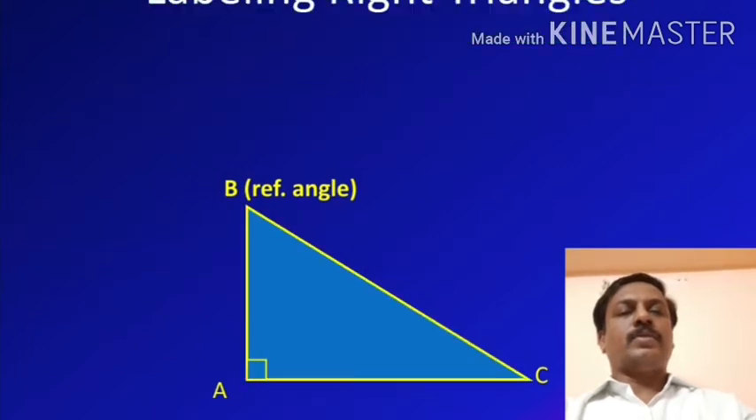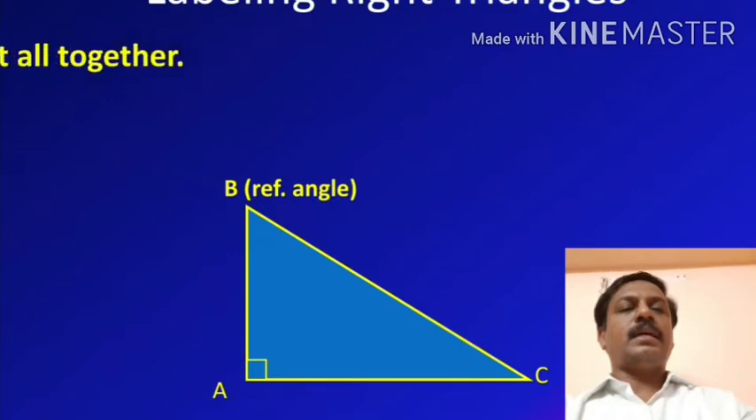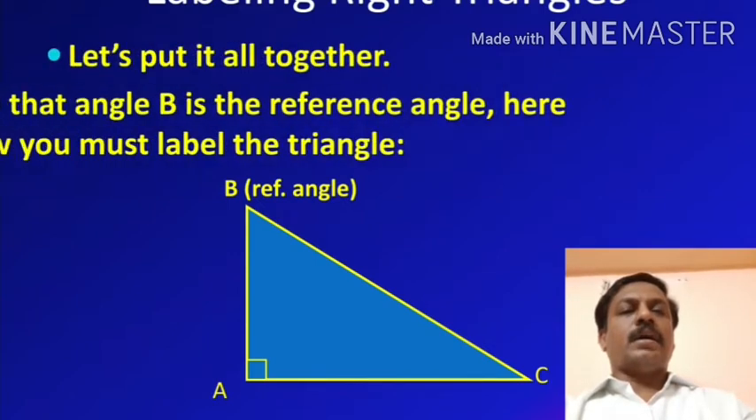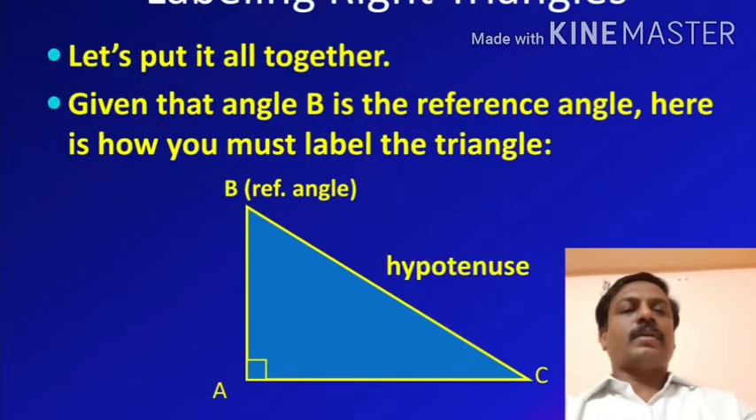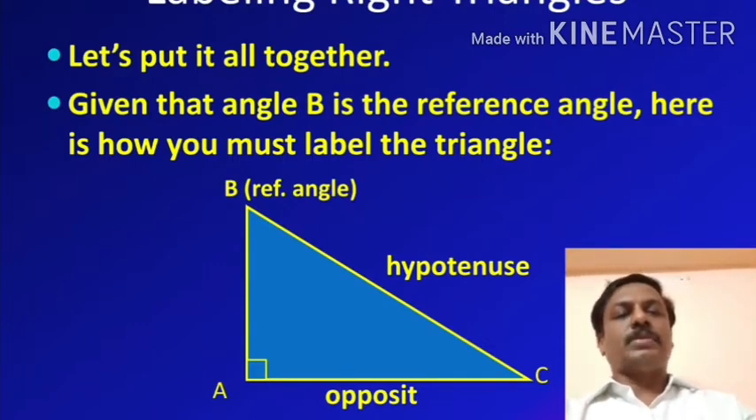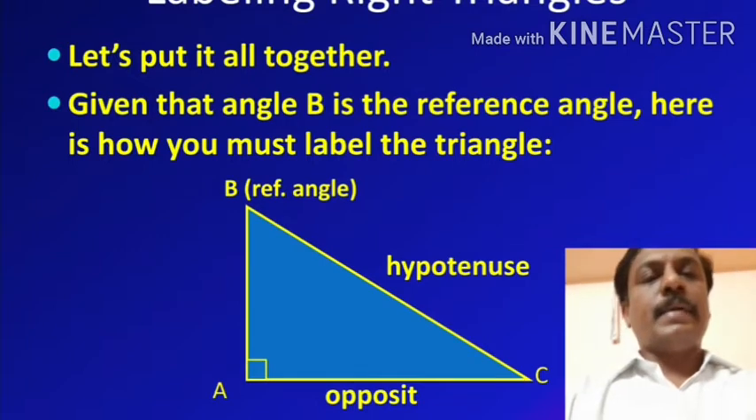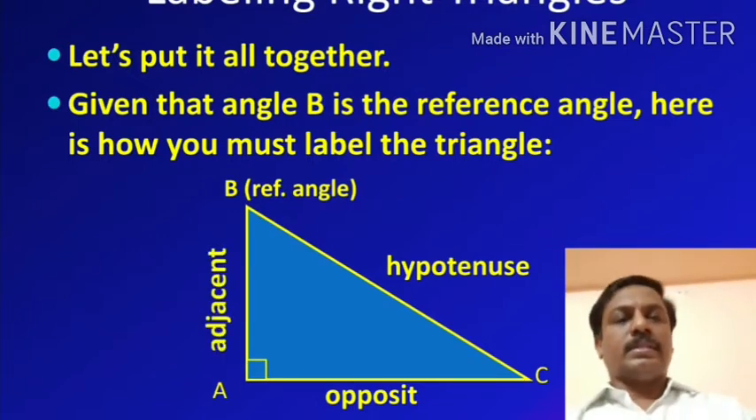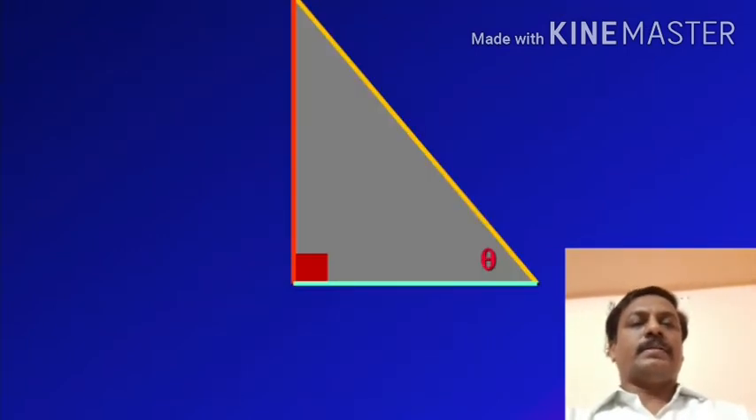Okay, so once again let us see here, we named the three sides as the hypotenuse. So hypotenuse is the side opposite to the right angle. Then opposite means the side opposite to the reference angle is opposite side, and the remaining side is the adjacent side. Okay, yes.